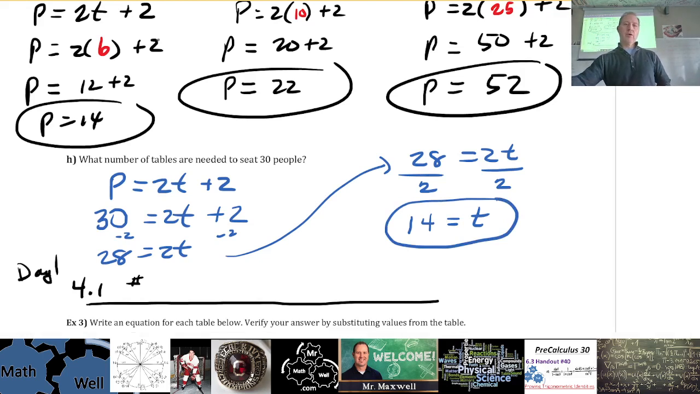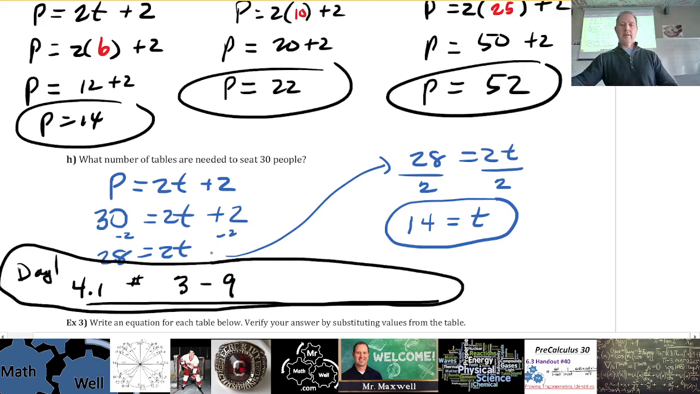Your assignment for tonight, I'm going to give you part of the assignment from 4.1 because you can do half of it. It's going to be 3 to 9. That's your assignment for day 1 of this 4.1 lesson. Please write all that down. Make sure you have that down, then you may be dismissed. See ya.